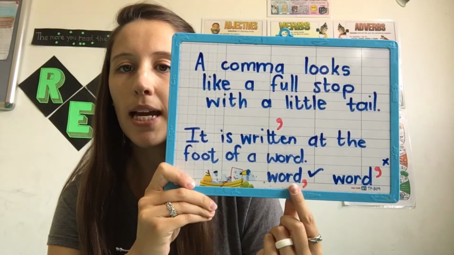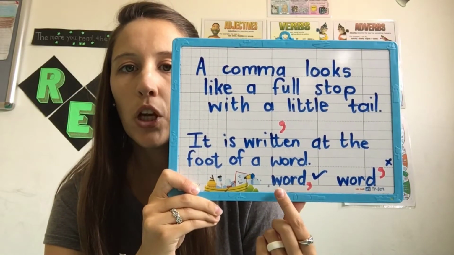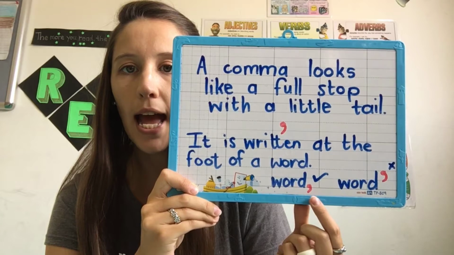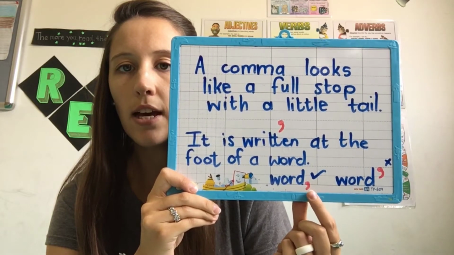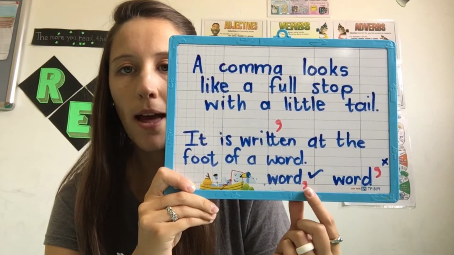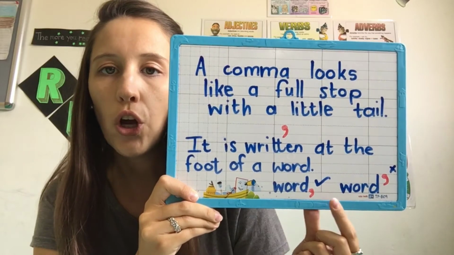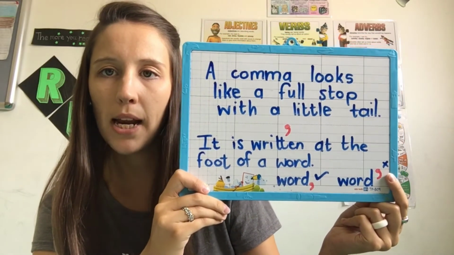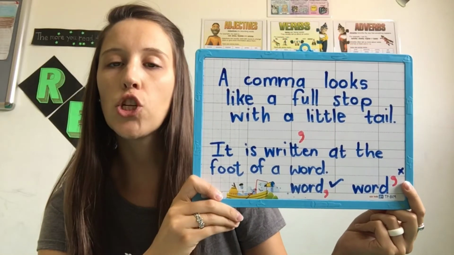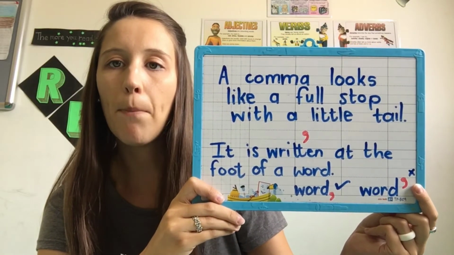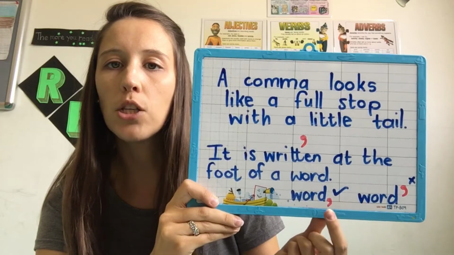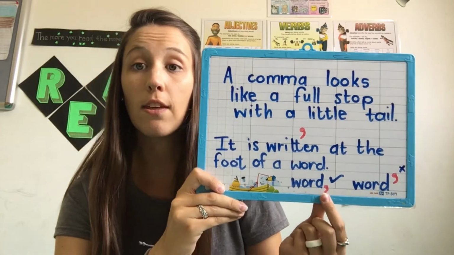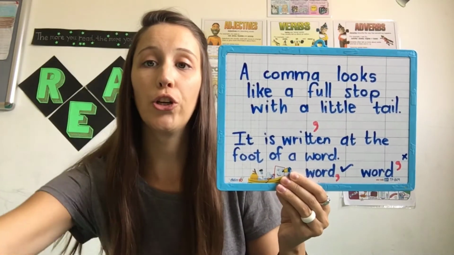If you look at my examples down here, you can see my word, and the comma goes at the bottom, at the foot of the word, not at the top. When we write a comma like that at the top, it changes its name to an apostrophe. So we want to make sure that we write it at the foot of a word.